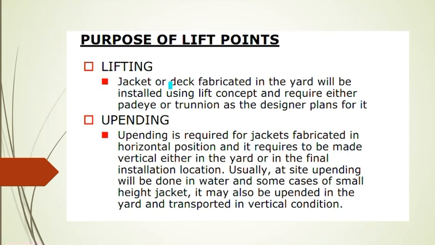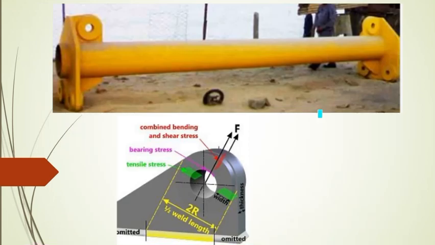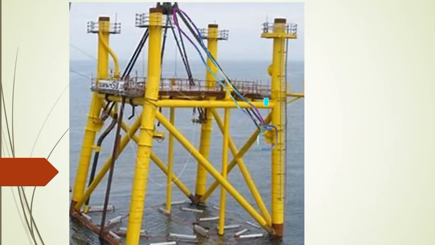Purpose of lift points. Why do we have this kind of lift points? A jacket or deck fabricated in the yard will be installed using a lift concept and requires either pad eyes or trunnions as the designer plans for it. If you see here an example, this is the jacket structure. Here we have the lift point. We are using the slings to lift it and install it at the offshore. So this is the main purpose of the lift point.